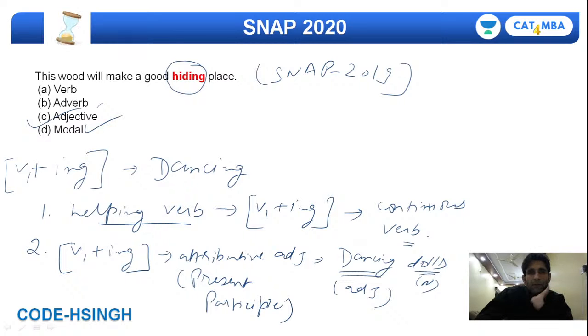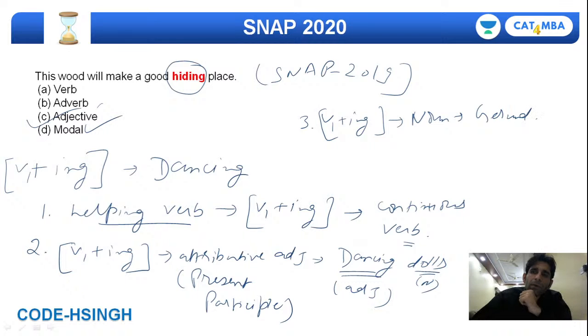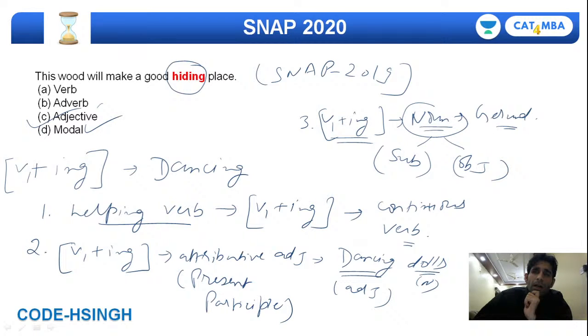And then there is one more scenario, when in a sentence you have the ing form acting as a noun. Okay, so V1 plus ing when it acts as a noun, we call it a gerund. Now, I will tell you a shortcut. When you have V1 plus ing acting as a noun in a sentence, it is either the subject or the object of the sentence.